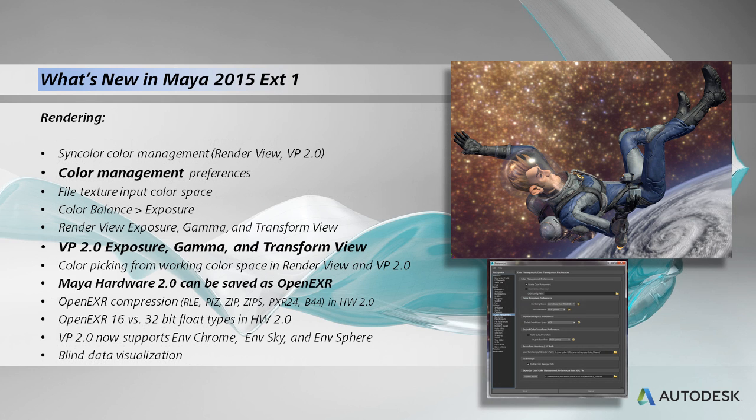What's new in Maya 2015 Extension 1? Rendering. I'm not going to cover all of these, but I'm highlighting a couple of things that we're going to touch base on a little bit at the end. Color management within Viewport 2.0: exposure, gamma, and transform view. So some nice ways to get into model visualization within Viewport 2.0 in Maya. Also highlighted here, if you're working with real-time rendering or viewport rendering, Maya Hardware 2.0 can now save out OpenEXR files, which is nice. A nice file format and another option for real-time rendering or Maya hardware rendering.